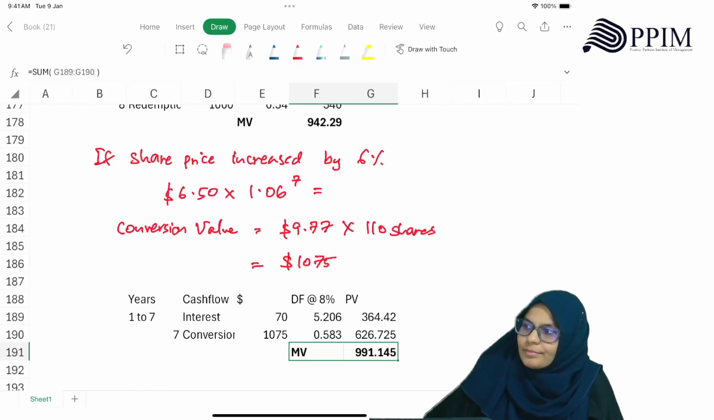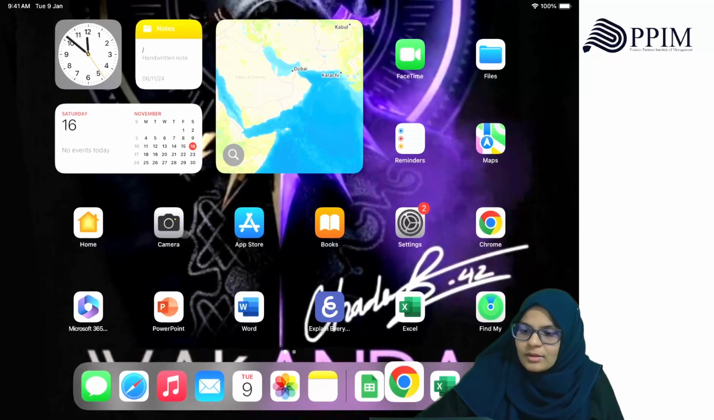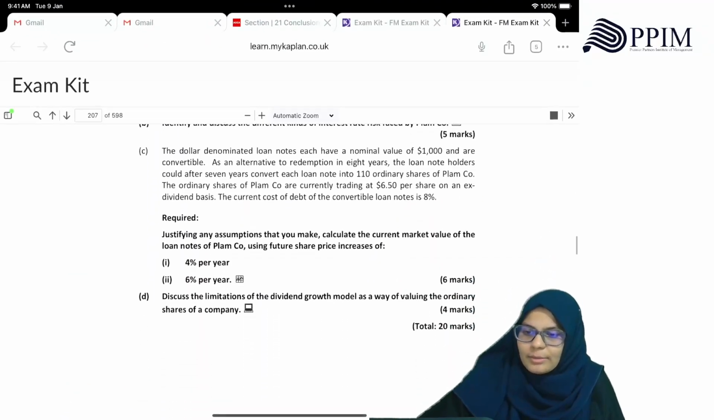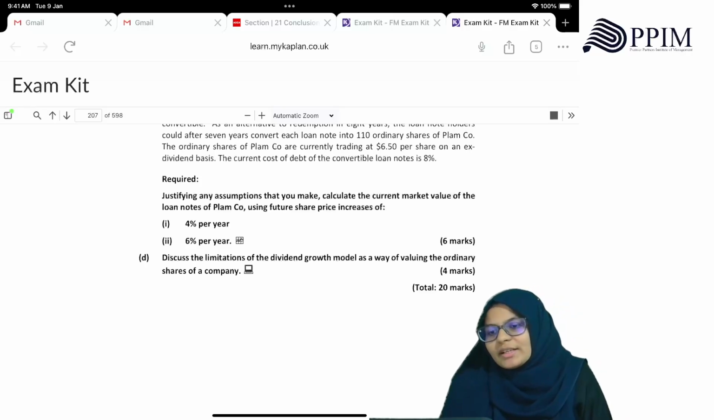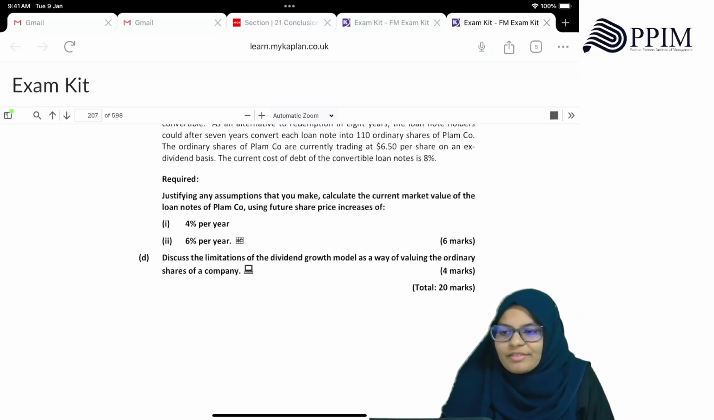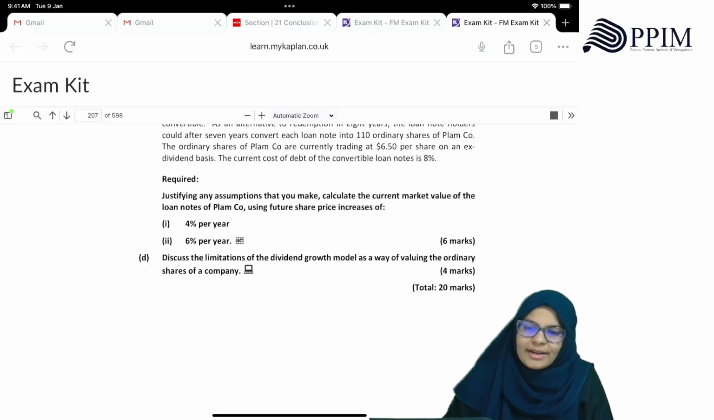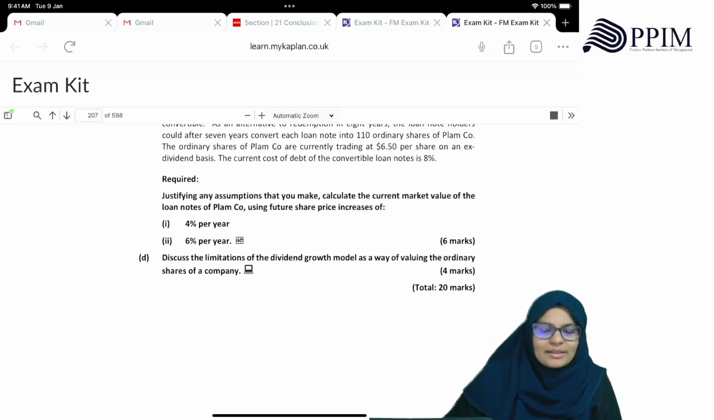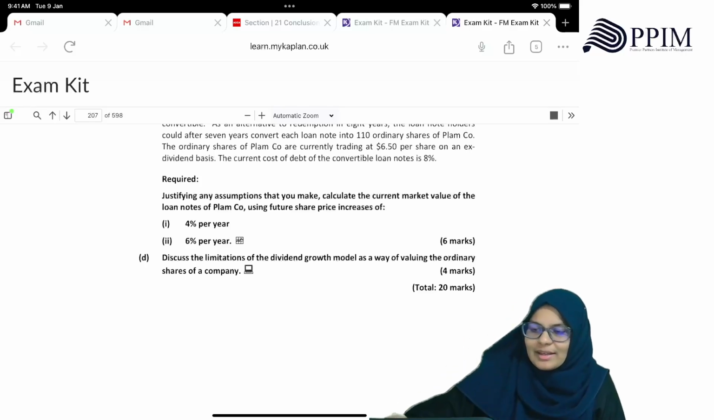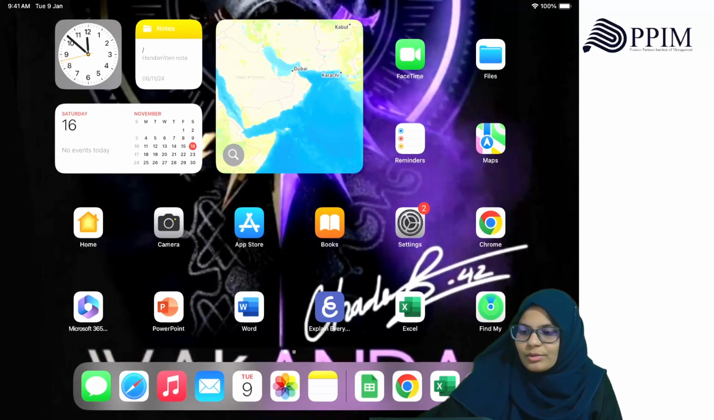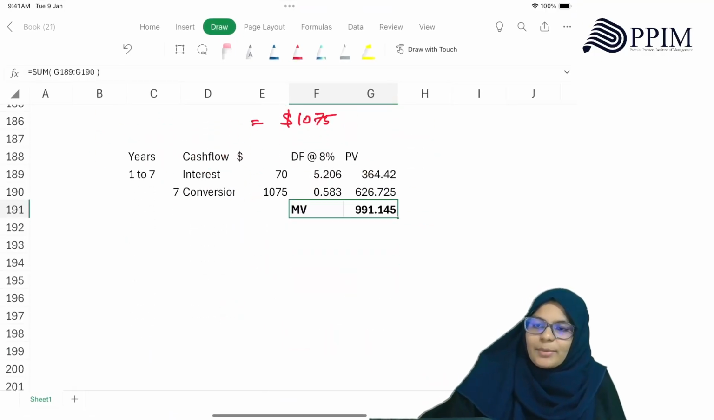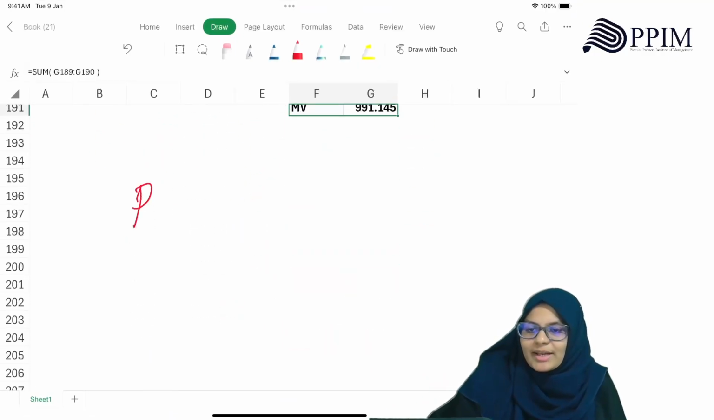Okay. Right. So that will be your 6 marks there. Then they are saying, discuss the limitations of the dividend growth model as a way of valuing ordinary shares of a company. Now, whenever you see a question like this, have a habit of quickly writing down the equation for the dividend growth model. So, yeah, this is the equation. If you look at the equation, you'll get ideas.